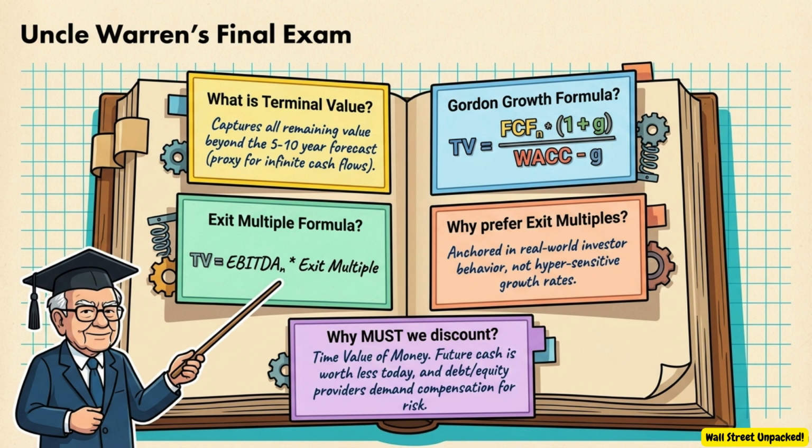And for our final question, why is it absolutely essential to discount the terminal value back to today, and what specific rate do we use to do it? The answer is because of that fundamental principle, the time value of money. $1 in the future is always worth less than $1 today because of risk and opportunity cost. So we have to discount that future value back to its present value. And the rate we use is the weighted average cost of capital, or WACC, because it represents the total blended risk for all of the company's investors.